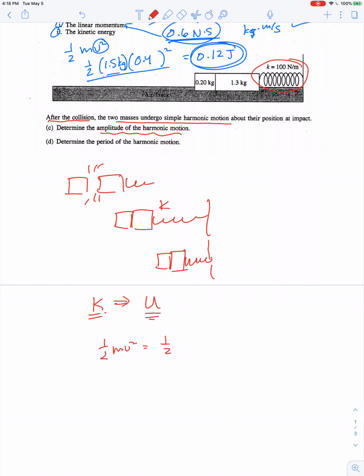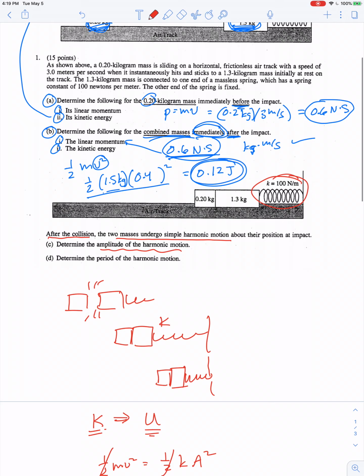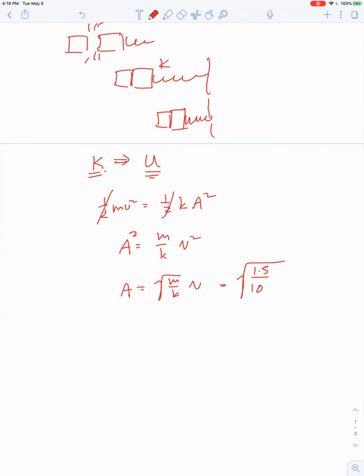1/2 mv squared equals 1/2 k. You might be tempted to say x squared, but the value of x in this case is the full amplitude because they're asking what's the greatest distance of compression. The 1/2s cancel out. A squared is equal to m over k times v squared. So A is equal to the square root of m over k times v. In this case, it's the square root of 1.5 divided by 100, all multiplied by 0.4 meters per second.